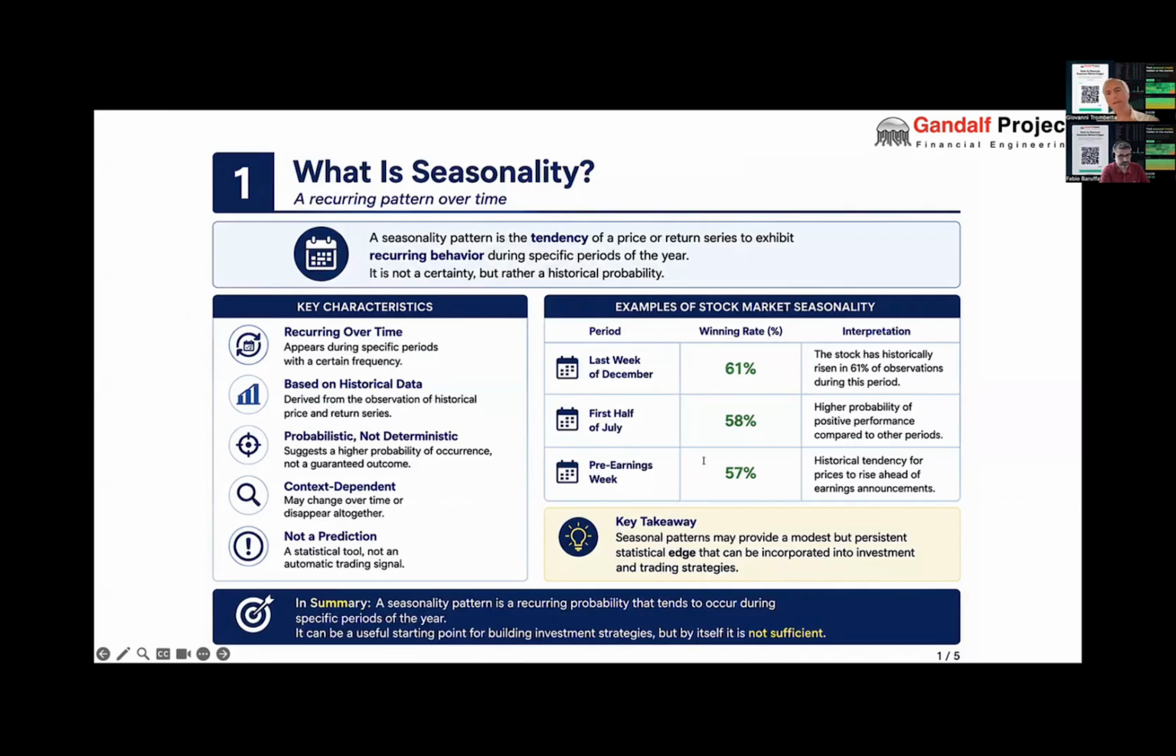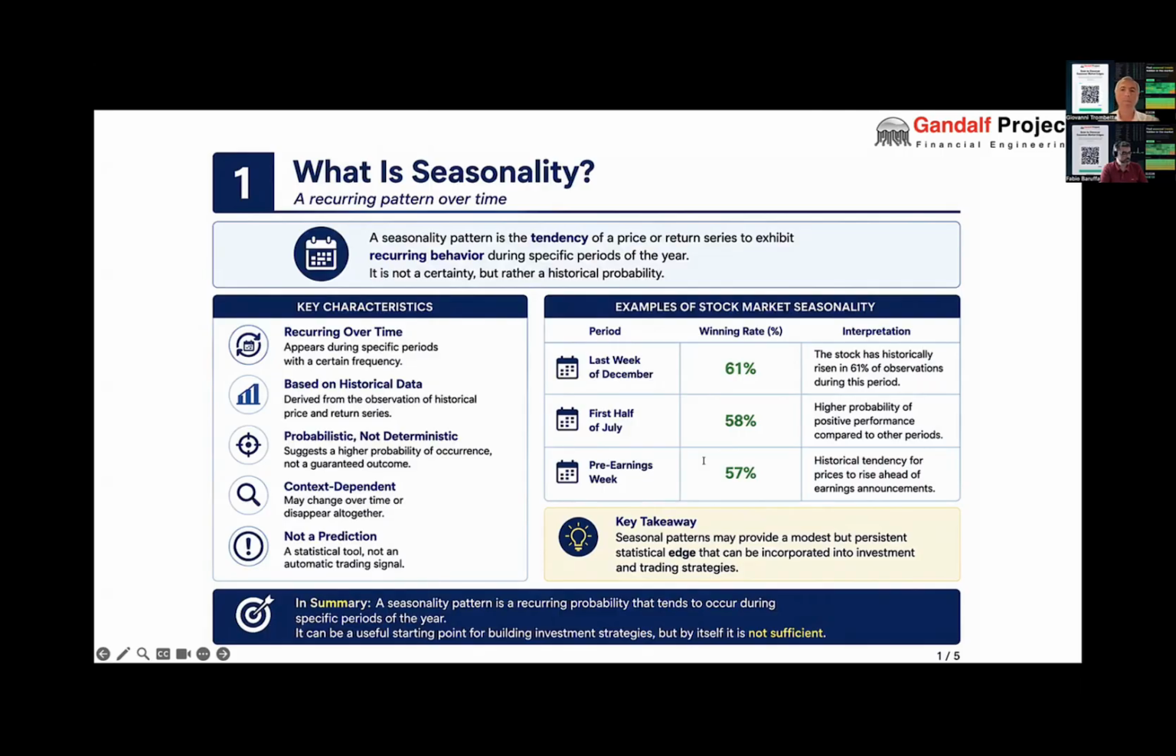Okay, seasonality is not a prediction. It's a recurring statistical tendency observed in historical data. So what is a seasonality pattern? A seasonality pattern occurs when a market, for instance a stock, a commodity, or even an index, tends to behave similarly during a specific period of the year, on a daily basis usually, but even on an intraday basis.